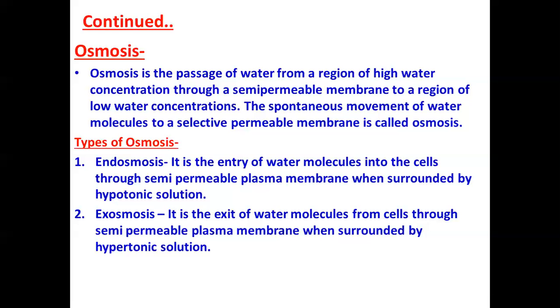Now next is types of osmosis. What are the two types of osmosis? Endoosmosis and exoosmosis. What is endoosmosis? It is the entry of water molecules into the cells through the semi-permeable plasma membrane when surrounded by a hypotonic solution. We'll be understanding what a hypotonic solution is. Clear? So it is the entry of water molecules into the cell. Inside the cell, water is going inside with the help of the semi-permeable membrane when surrounded by a hypotonic solution. That is known as endoosmosis. It is taking the water inside.